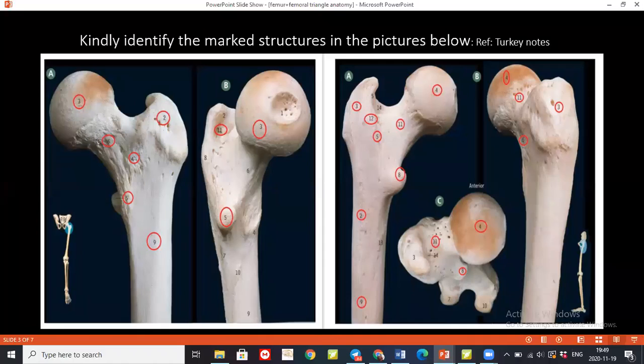Am I disconnecting or what? I can hardly hear you. The artery of the ligamentum teres, ma'am. It's the artery of the ligamentum teres that arises from the obturator artery. Okay. Can you identify, on the right hand side, picture A, number 3?